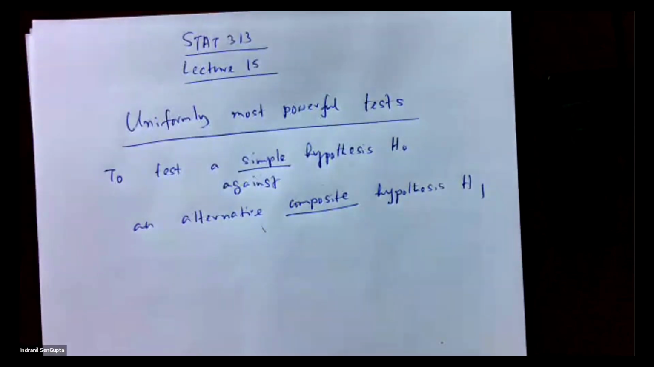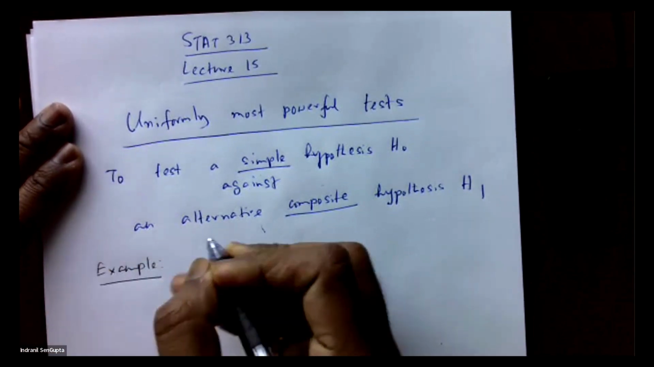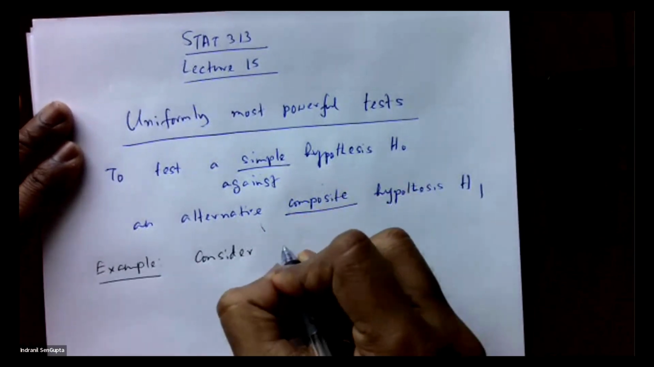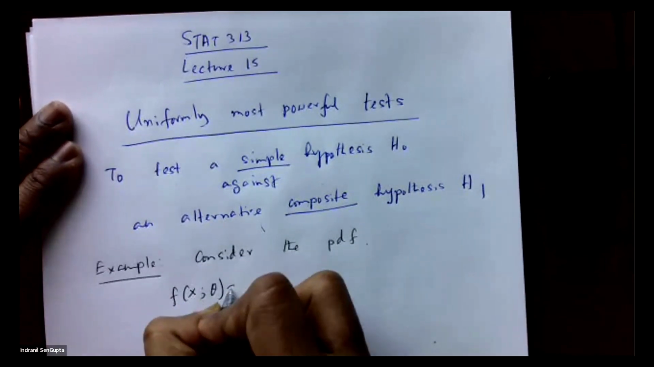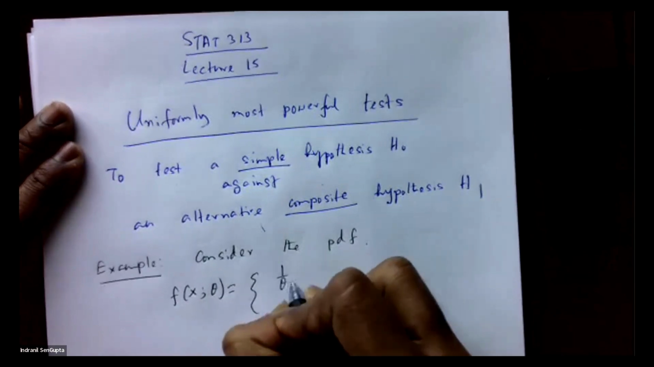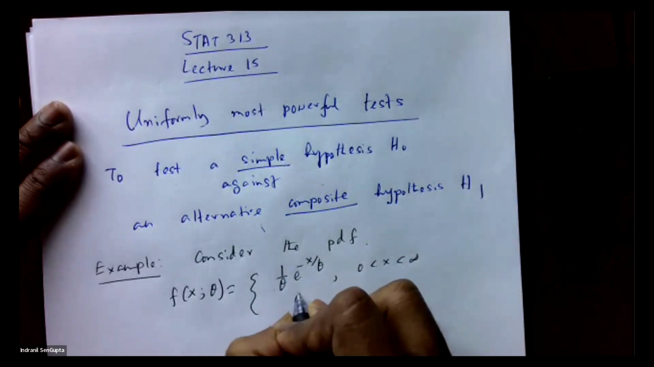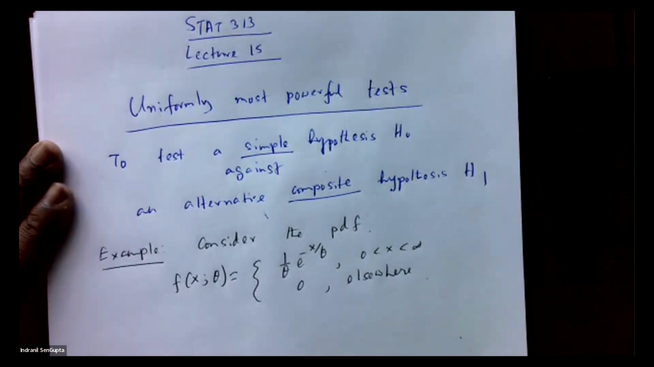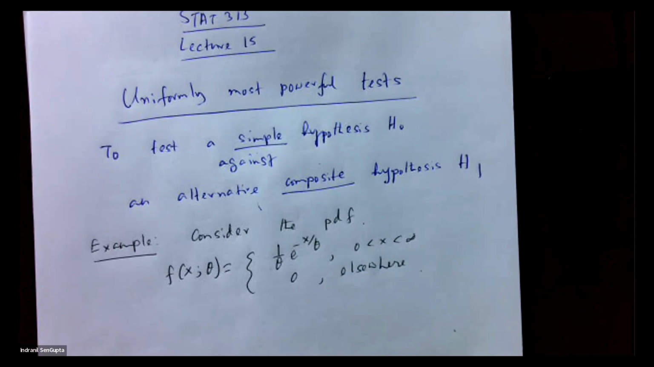Let's start with an example. Consider the PDF given by f of x, theta, which is an exponential distribution: 1 over theta, e to the minus x over theta, and 0 elsewhere. So it's exponential, right? We have seen this in the last class.